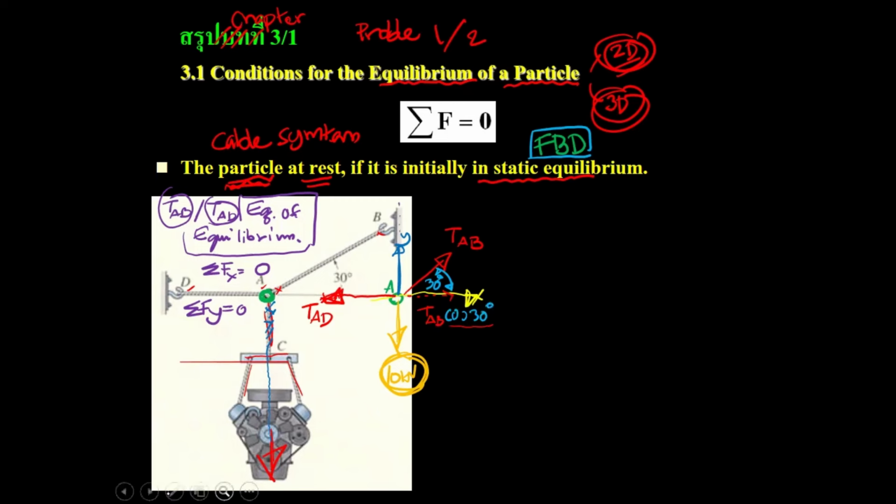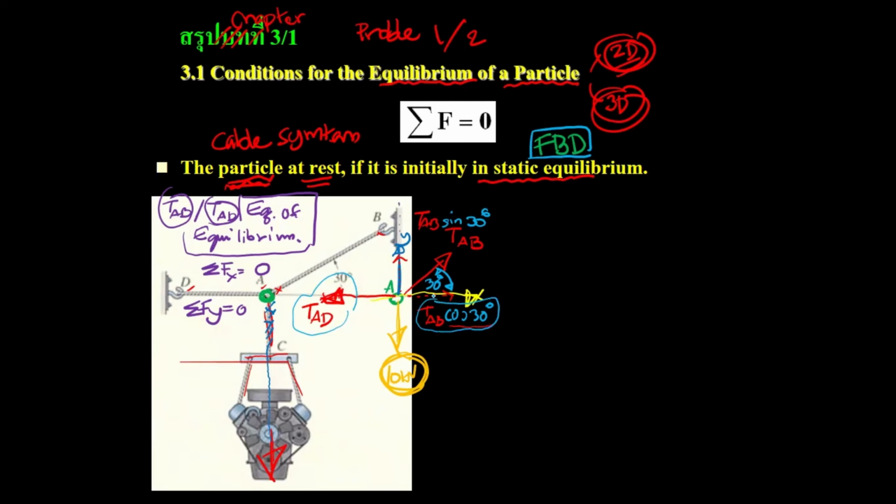And then you calculate the component again in the y direction. You have this one to be what? T sub AB. We used cosine already, so the other one must be sine. Automatically, this is going to be sine 30 degrees. Now you can see, if we look at the components of the force in the x direction, there are two unknowns.